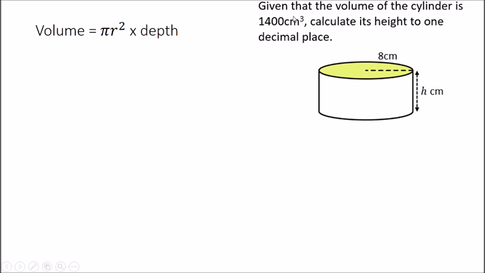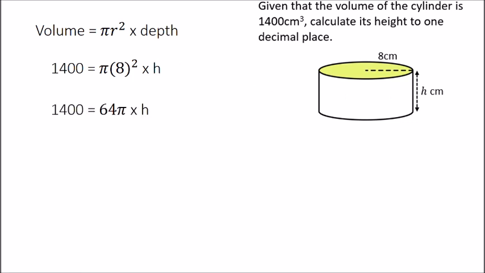Okay, so our question is, given that the volume of a cylinder is 1400 centimetre cubed, let's calculate its height. In this question, it gives us the volume, and it wants us to work backwards to calculate the height. Well, let's consider our formula for the volume of a cylinder: it's pi r squared multiplied by the depth. All I'm going to do now is substitute in everything I know. I'm told the volume, so instead of the volume, I'm going to call it 1400, and I'm told the radius, so instead of r, I'm going to call it 8, but I don't know the depth yet. So the depth is that h length that they haven't told us yet.